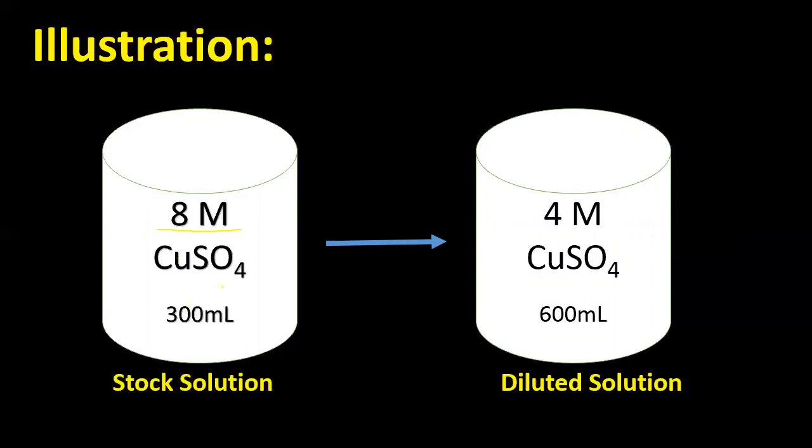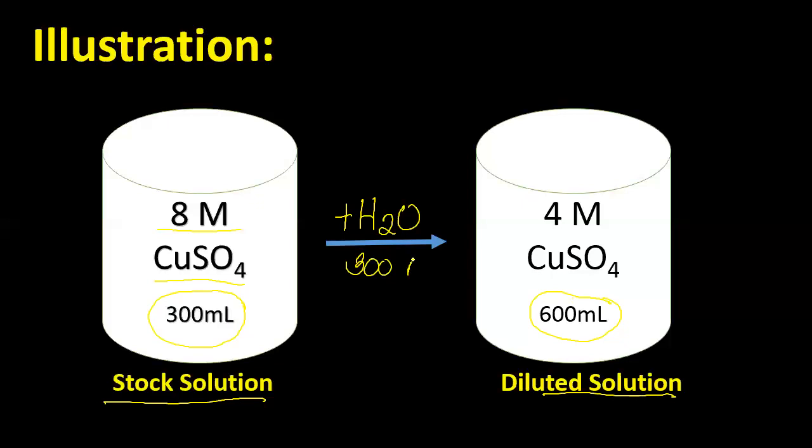So, dito, given, meron tayong stock solution na copper sulfate with 8 molar concentration, gagamitin daw natin 300 ml of this. So, this is your stock solution. We're going to use 300 ml and we're going to add water. Nag-add tayo ng 300 ml dito. Because we have initially 300 ml of your stock solution, you add 300 ml of water, this will give you 600 ml of your final, diluted solution.